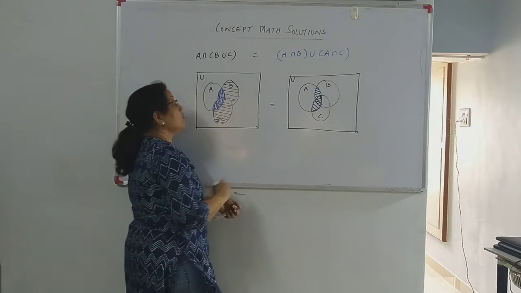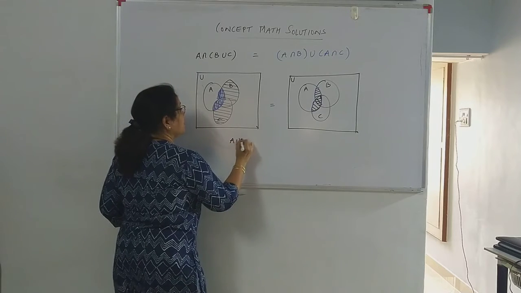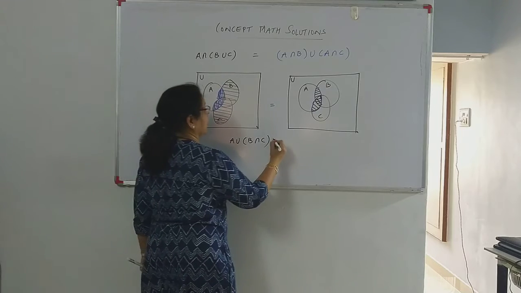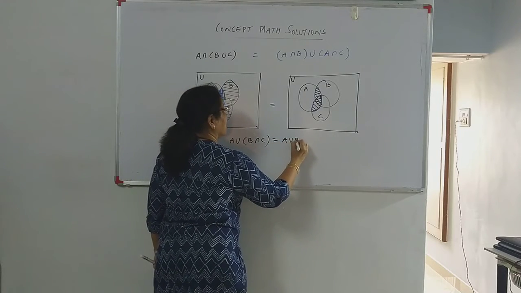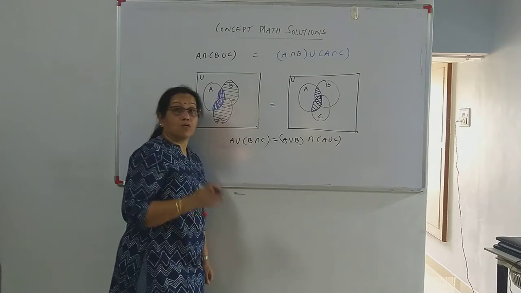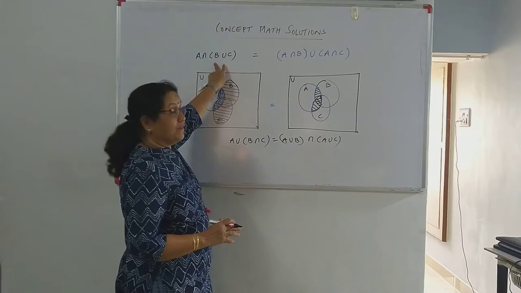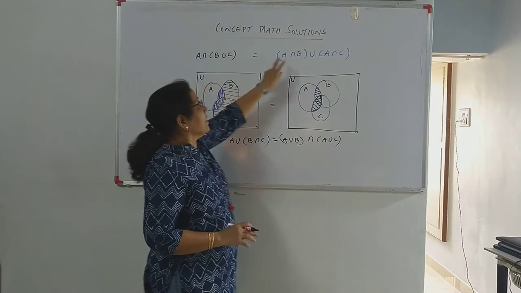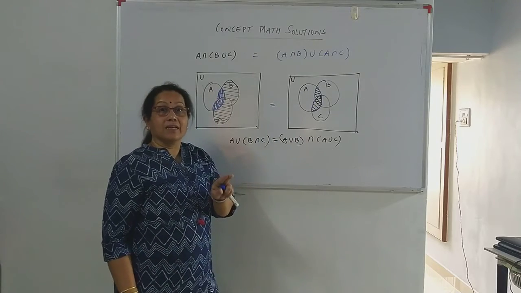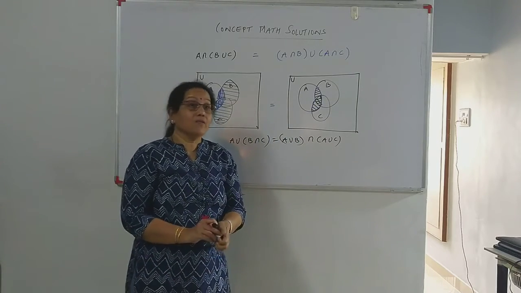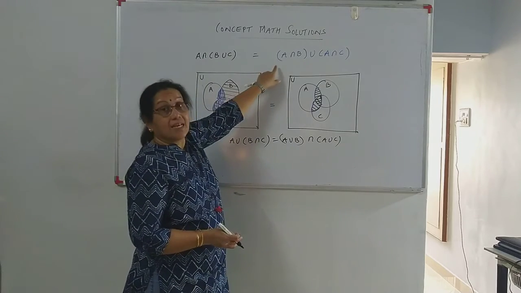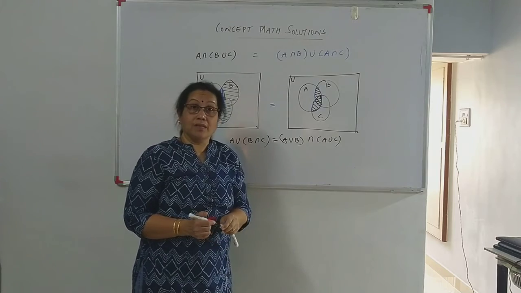I want you all to find out whether union distributes over intersection or not. That is, A union B intersection C, whether it is A union B intersection A union C or not. You all first systematically take the left hand side, draw the diagram. Then take the right hand side, draw the diagram and then write your conclusion whether it is the same or not, and find out whether union distributes over intersection or not, right? But yes, intersection distributes over union.